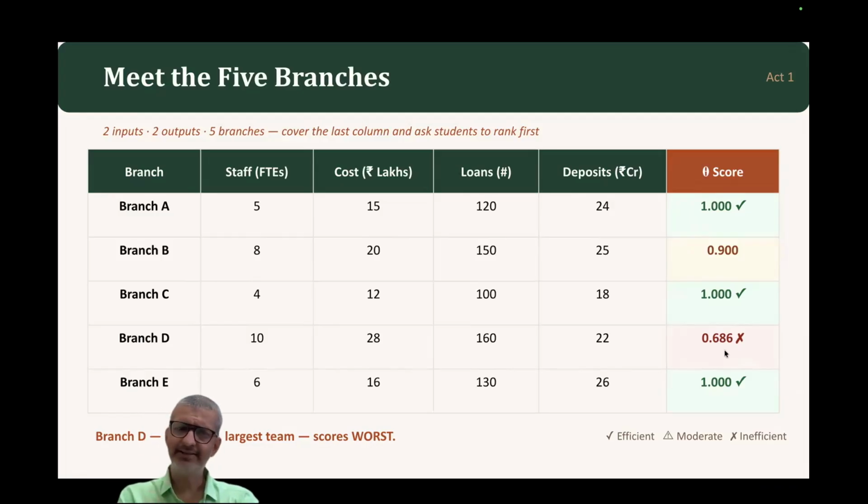So in this case, a score of 1 means it is on the efficiency frontier. Any branch which has a score of 1 is on the efficiency frontier, and the branches which score less than 1 are below it. For example, branch B is at 0.9, it's at 90% efficiency. Branch D is at 68.6% efficiency because the score is 0.686. I will go through the mechanism of this.